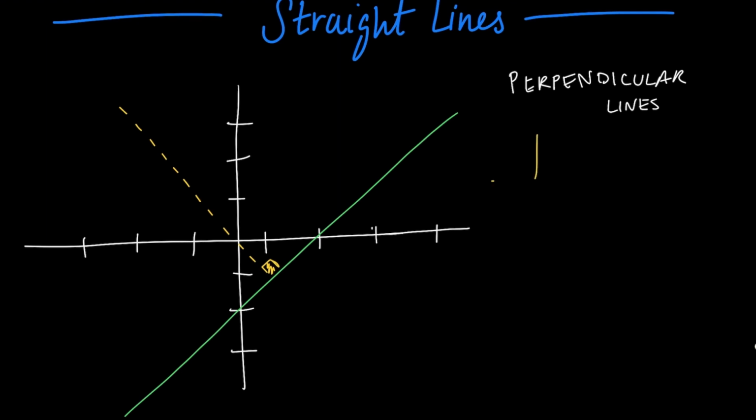Next, we're going to discuss perpendicular lines. Perpendicular lines are two lines that intersect at a 90-degree angle, and they only intersect one time.